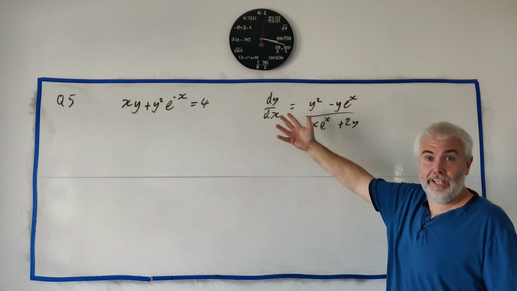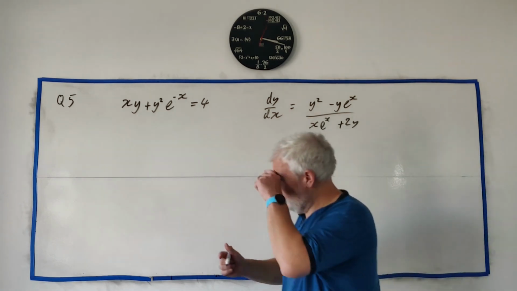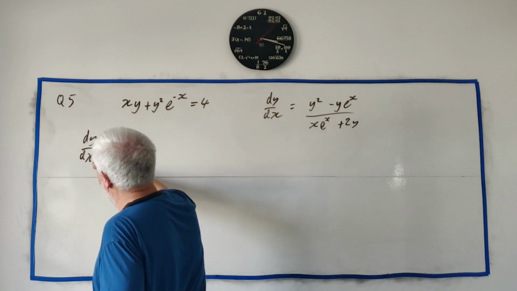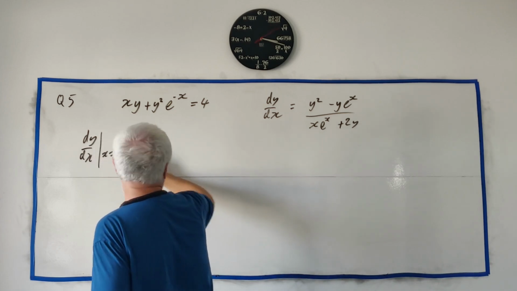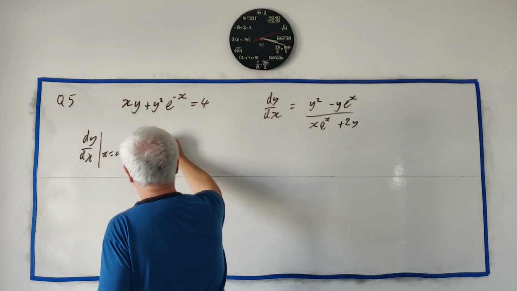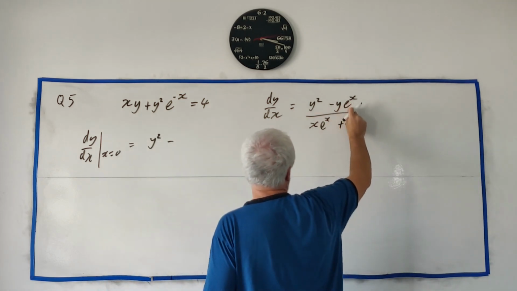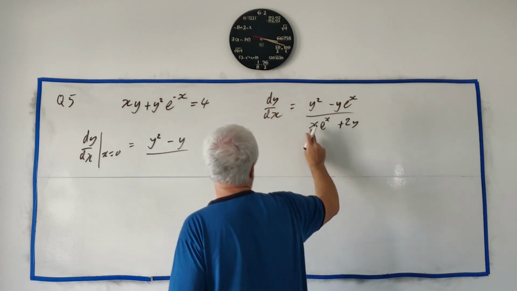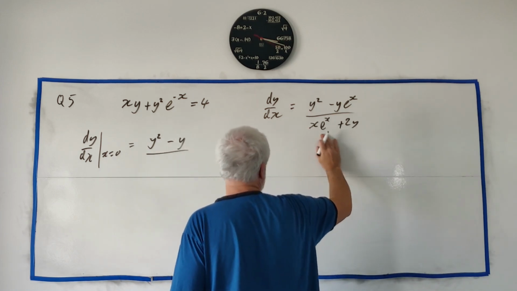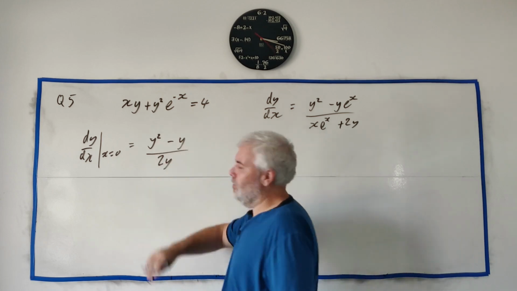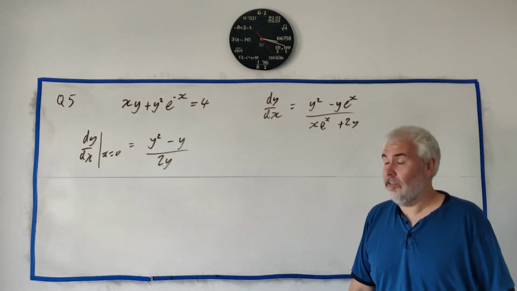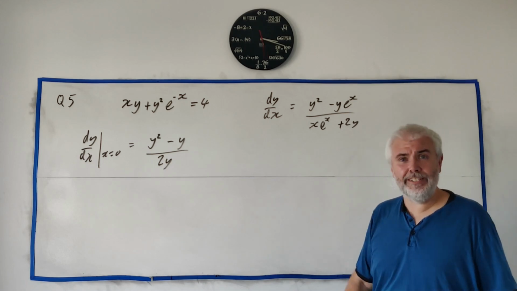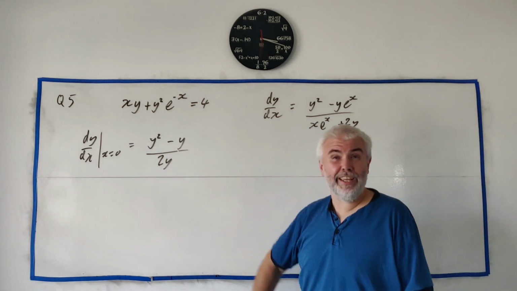They just want dy/dx when x equals 0. So you could try, this is going to be wrong, but you could try doing this, dy/dx when x equals 0. Just put it in. We get y squared minus e to the power 0, which is 1. So we get minus y over, 0 times anything is 0, that's gone, over 2y. So maybe that's your answer. You might get a mark for that. But no, they want a number. This isn't right. I'd love to know what y is equal to.